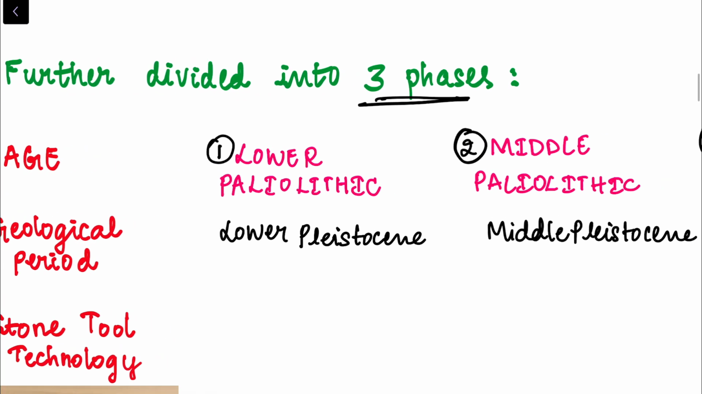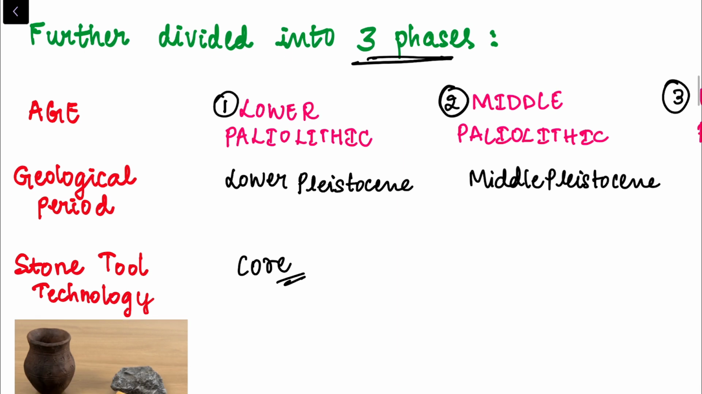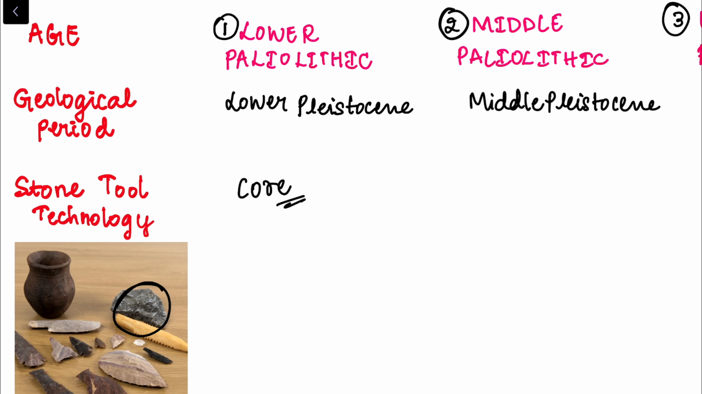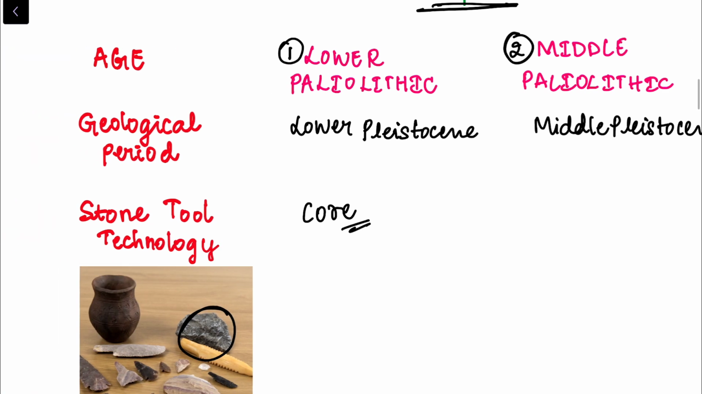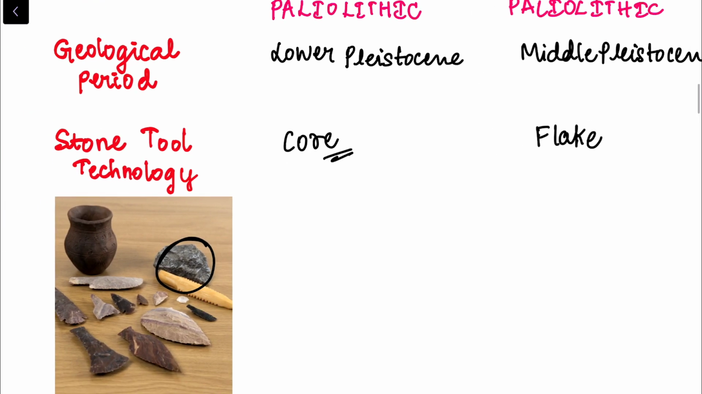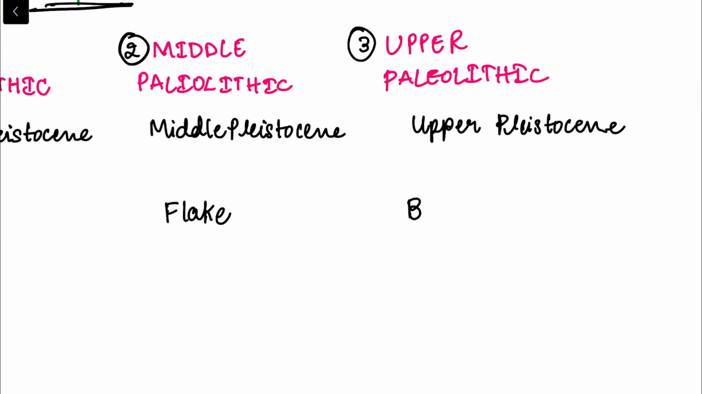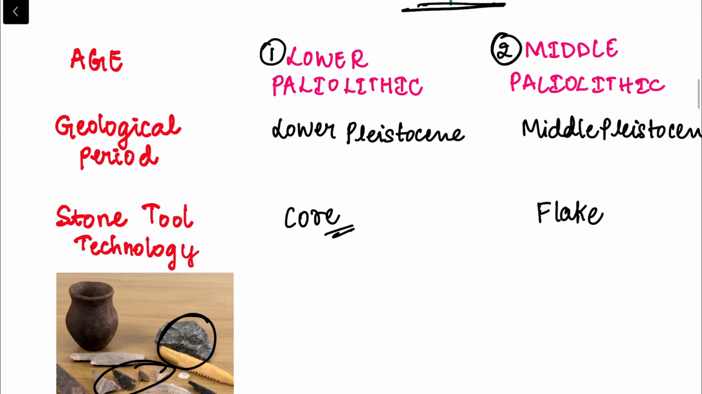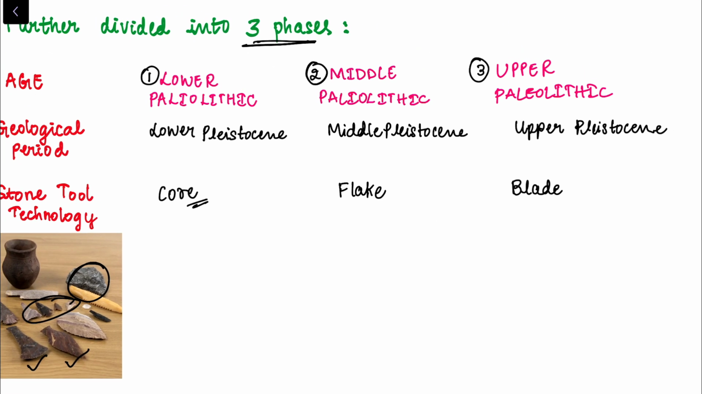Let's know about the stone tool technology used by Paleolithic Age people. In the Lower Paleolithic Age, they used core. Core means unpolished stones as tools. Like this, this type of stone tool was used by Lower Paleolithic Age people. Next, the Middle Paleolithic Age. The stone tool technology used by Middle Paleolithic Age people was called flake. Flake means tools which are smaller and thinner, like this. The stone tools of Upper Paleolithic people were called blades, like this. This type of stone tool was used by Upper Paleolithic people.